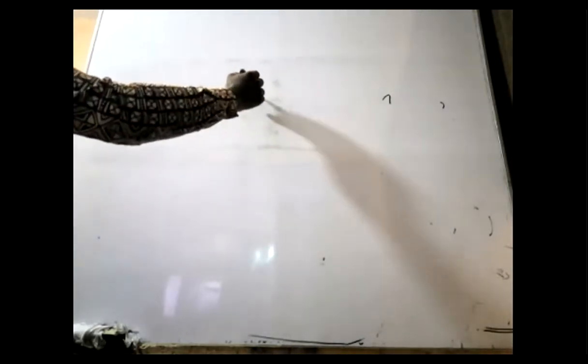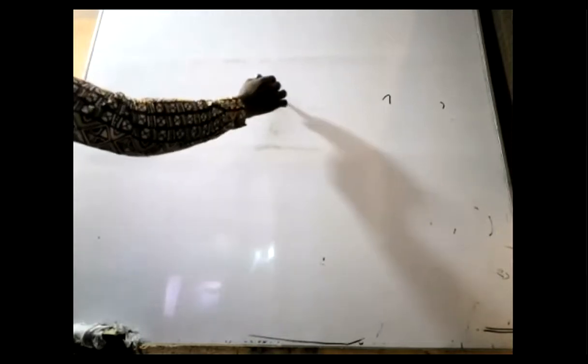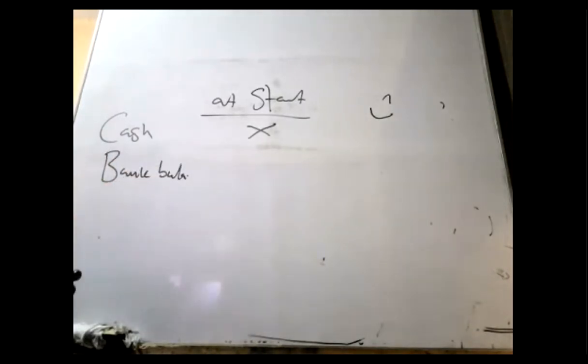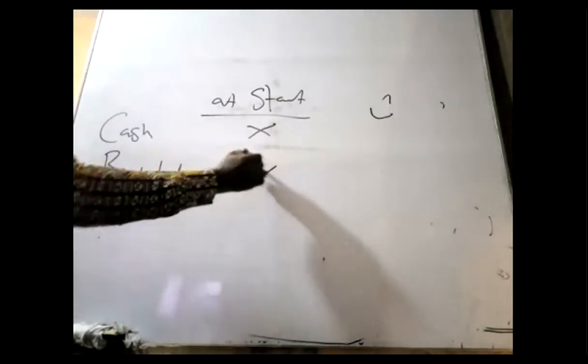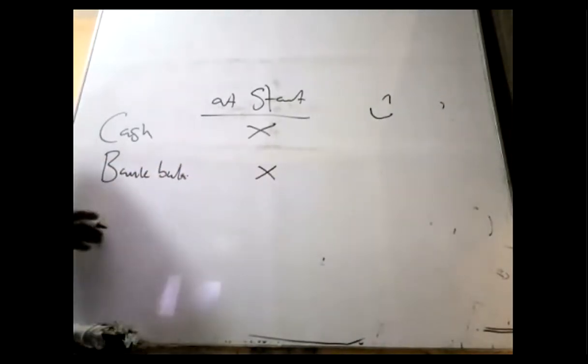Number one, maybe you want it at the start of the year, and then at the end. The first item is cash. So you have the cash. If you don't have it, add bank balance to it. And then the cash equivalent.